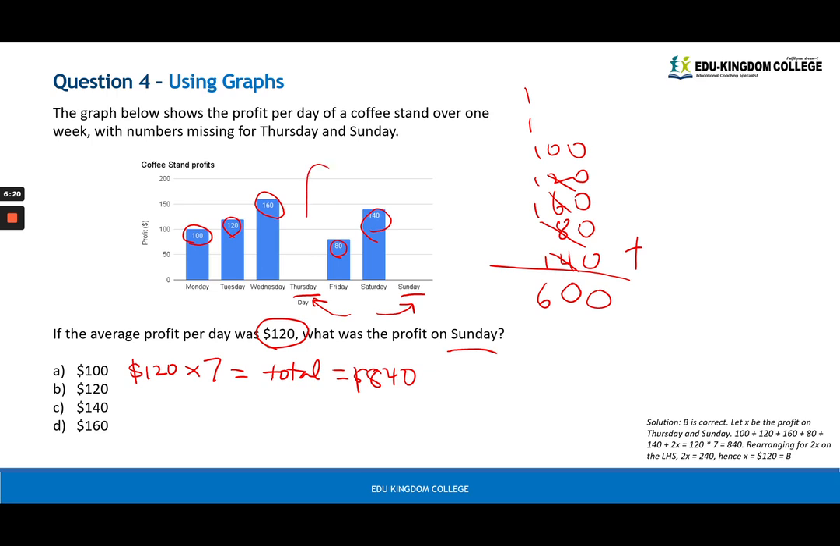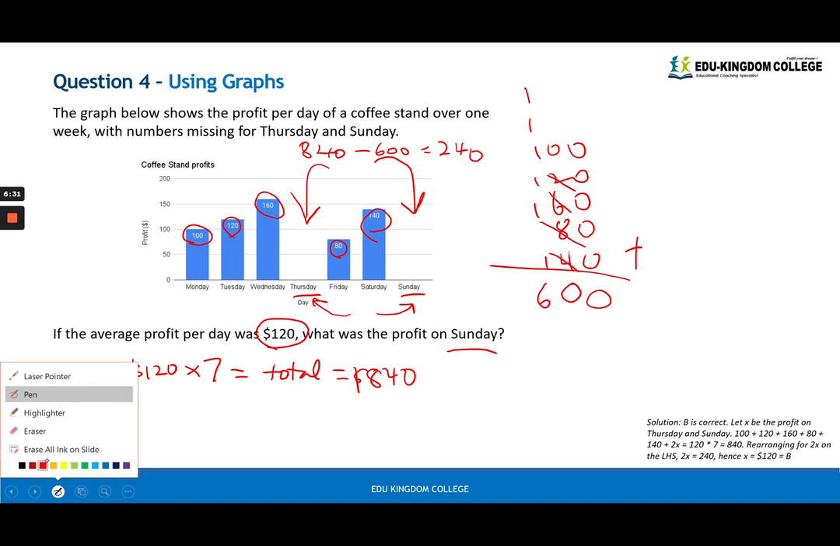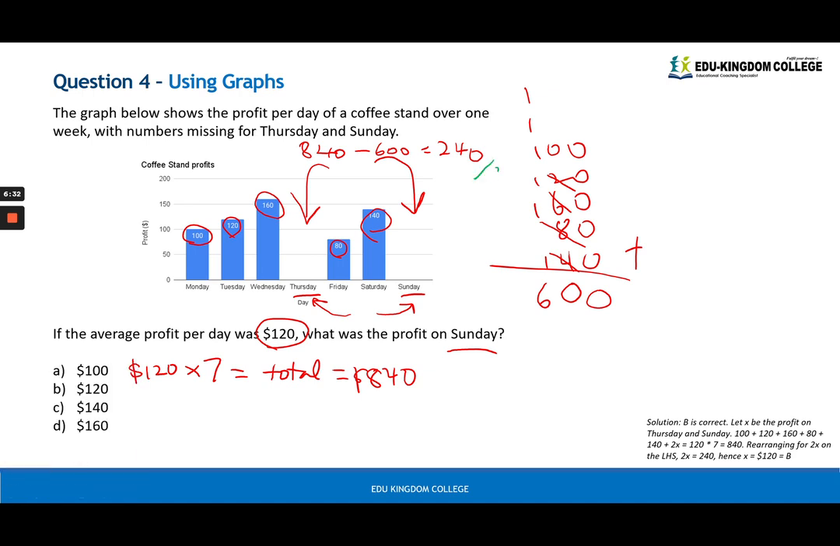So the Thursday and the Sunday must equal 840, the total, minus what we have so far, 600, which is 240. Now I'm going to split that into 2 because we know they're equal, which gives 120 and 120 for both. So B is the answer.